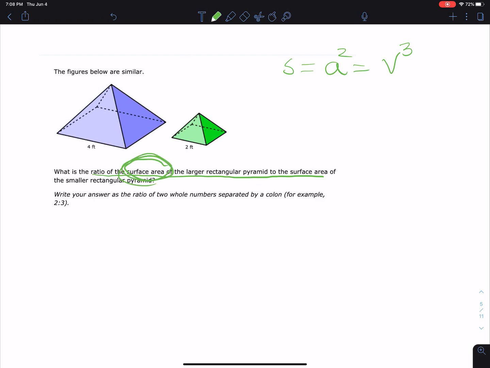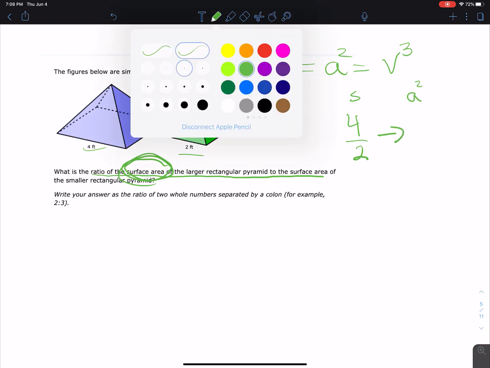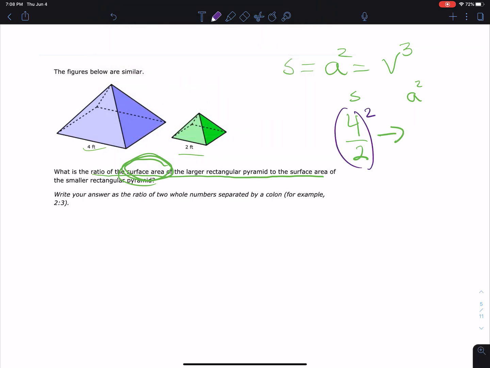So right now I can find my side length ratio, which is a 4:2 ratio. Okay, so that's side length. Now to get it to an area ratio, remember area is squared, so what I need to do is square this. So 4 squared is 16, and 2 squared is 4. And then obviously 16 divided by 4, that's 4/1. And they said, write your answer as the ratio of two whole numbers separated by a colon. So my answer here would be a 4:1 ratio.